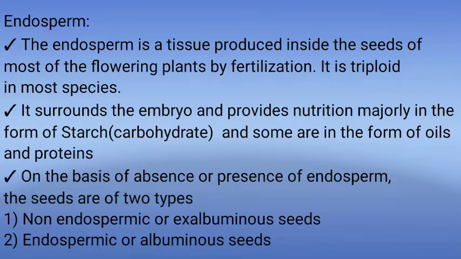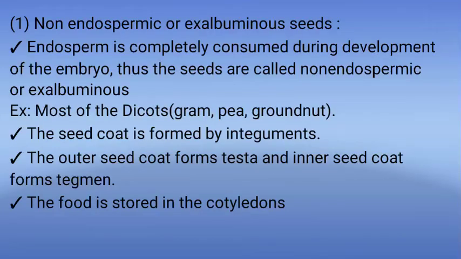Number 1, non-endospermic or exalbuminous seeds. Number 2, endospermic or albuminous seeds. Number 1, non-endospermic or exalbuminous seeds: the endosperm is completely consumed during development of the embryo. Thus, the seeds are called non-endospermic or exalbuminous. Examples: most dicotyledonous plants like gram, pea, groundnut.